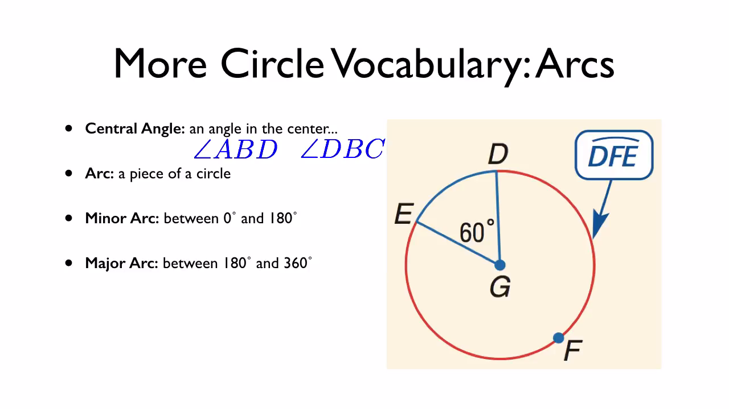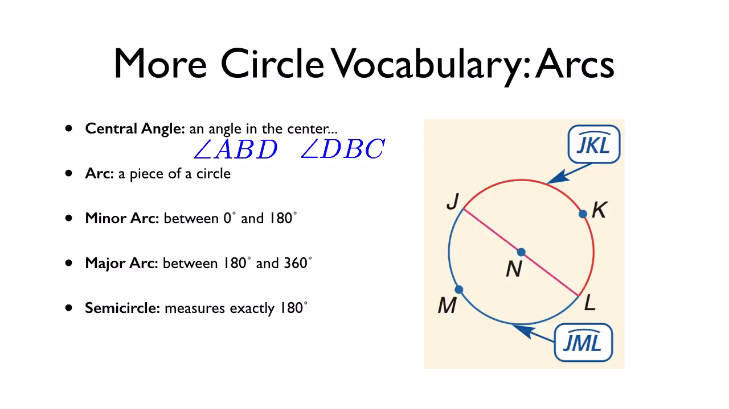We always name major arcs using 3 letters. So D, go in the direction of F, end up at E. That would be your major arc. And then lastly, a semicircle, of course, is just half of the circle. We can either refer to the top part, that red arc JKL, or JML would be the bottom arc.